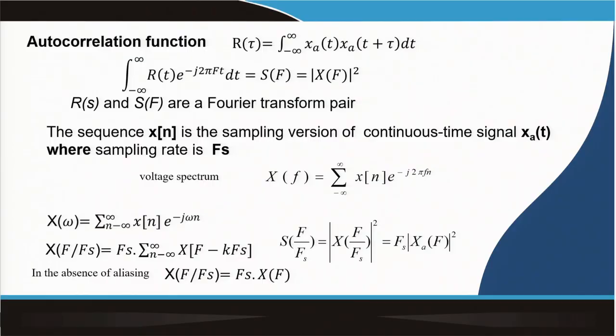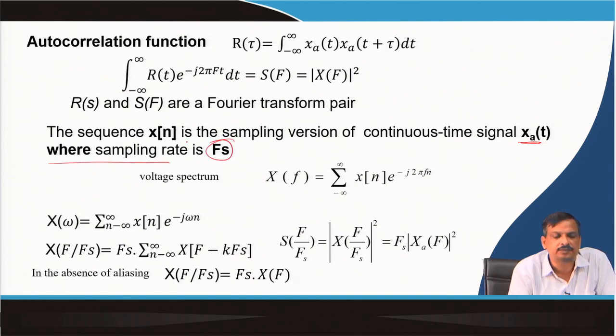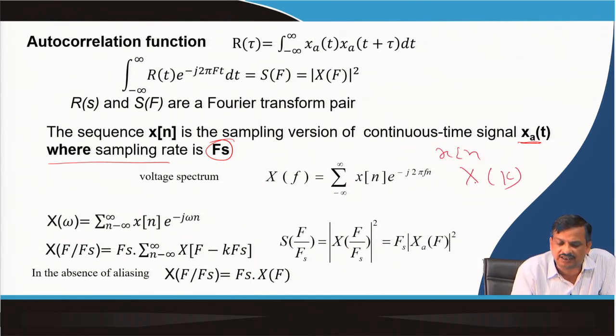Okay. So, what I said, that spectrum I can calculate. Let us say I have a sequence x of n, which is the sampled version of x of t, where the sampling rate is Fs. Now, what is the voltage spectrum? How do I calculate it? I calculate x of n, I can calculate X of k. So, this is nothing but a voltage spectrum.